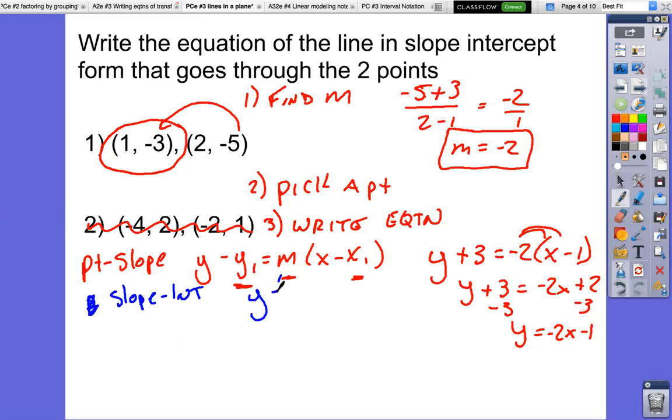But slope-intercept form is y equals mx plus b, right? Well, we have a y value, we have an x value, and we have an m value. So all we need to do is plug these in, and that'll give us our slope and our y-intercept. So my y value was -3, my slope was -2.